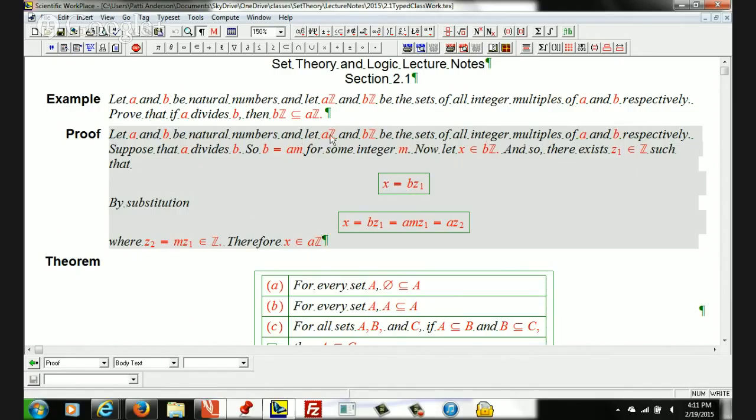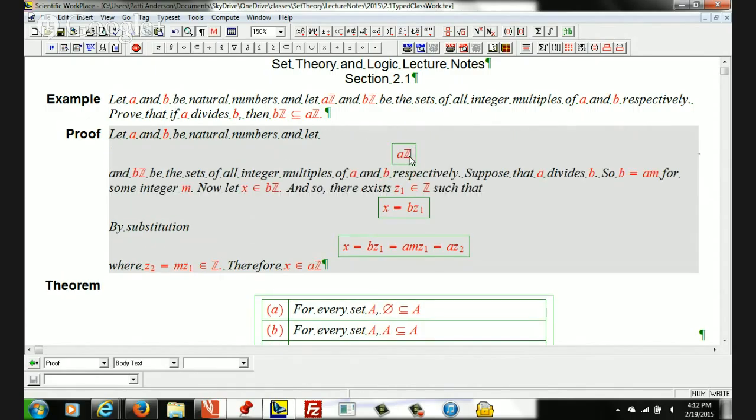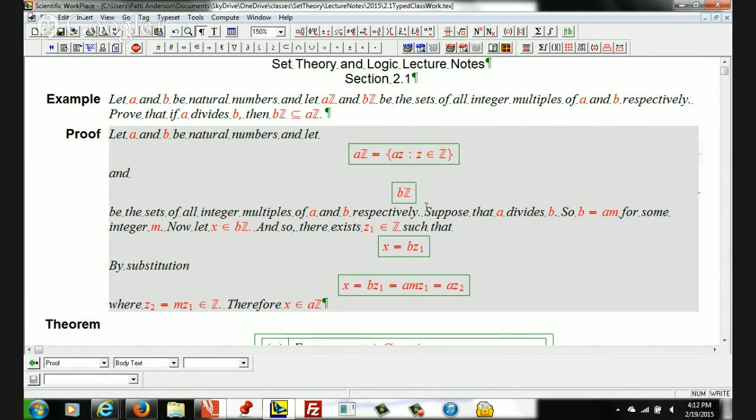I'm going to do one thing right here. I'm going to put these on display and write what they're equal to. Equal to BZ. BZ is in the integers. So here's the rule right here, and that's where it was.